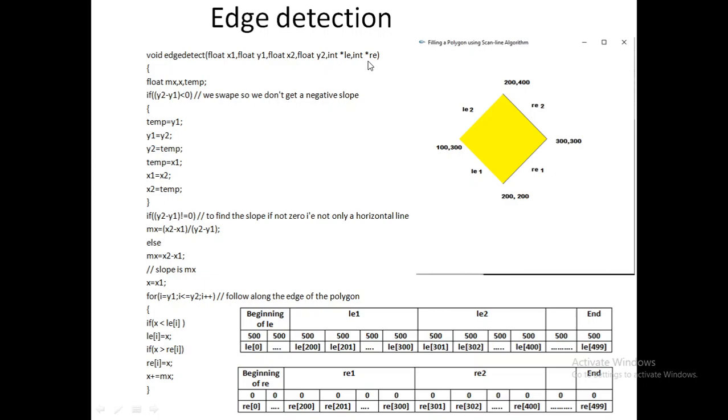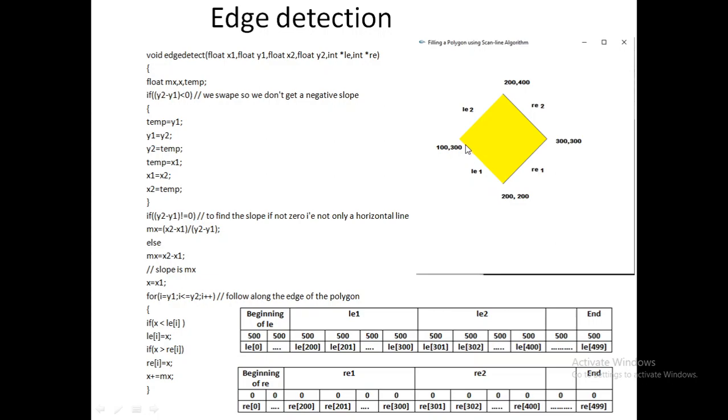Pointer LE, pointer RE. Now here you can see some declaration part we have. mx means to find the slope. Some temporary variables we have, x and temp. There is some part of code we have. What is the use of this code? You can understand these edges.